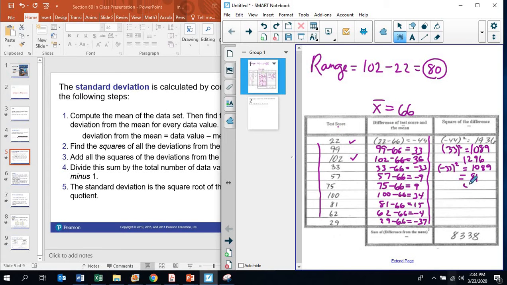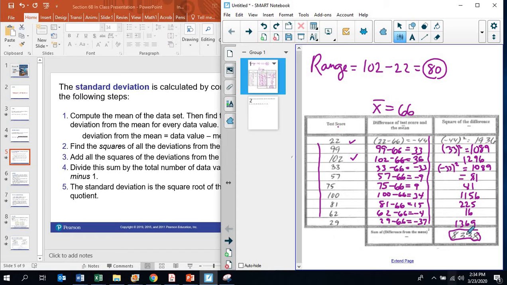Negative 9 squared is 81. 9 squared is 81. 34 squared is 1,156. 15 squared is 225. Negative 4 squared is positive 16. And negative 37 squared is 1,369. So if you now take all these numbers and add them all up, you get 8,338.